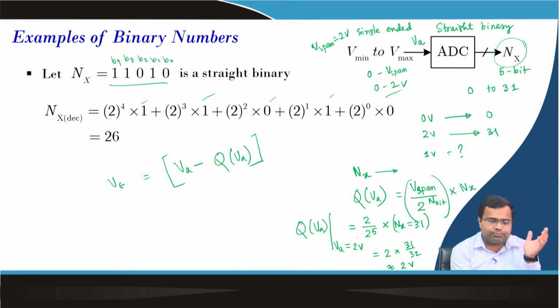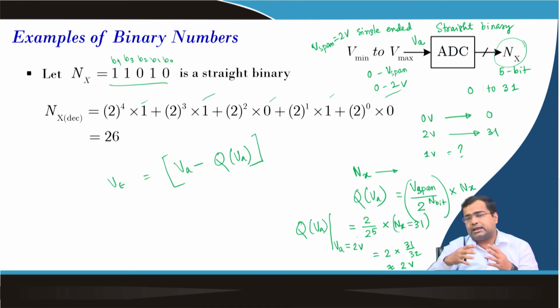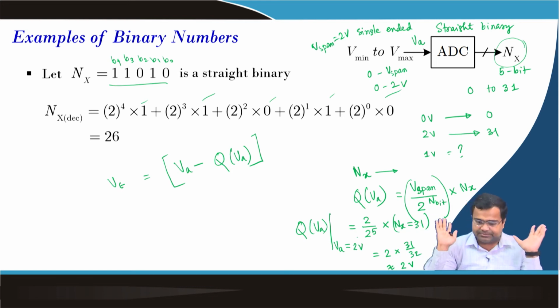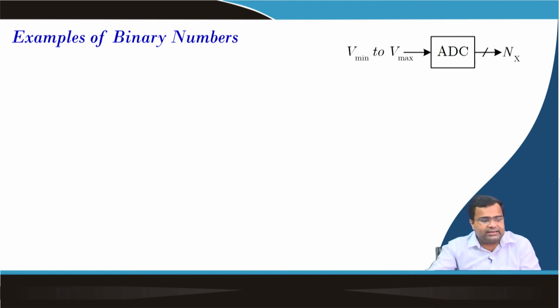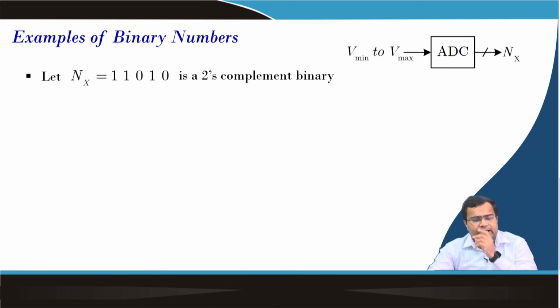So, you have to be very careful about the selection of ADC, because too large a bit size can cause your hardware architecture to cost too much, and that may not be acceptable. Okay. So, I think we understood the straight binary case example. Now this is in 2's complement.